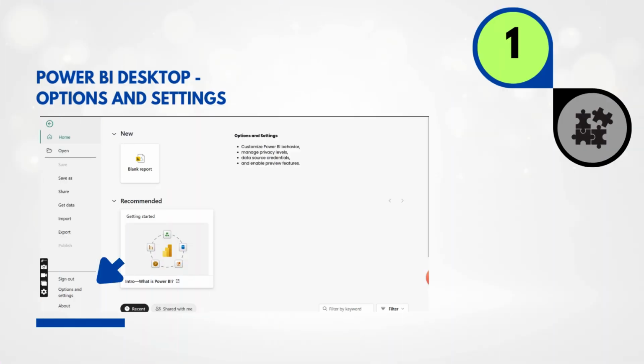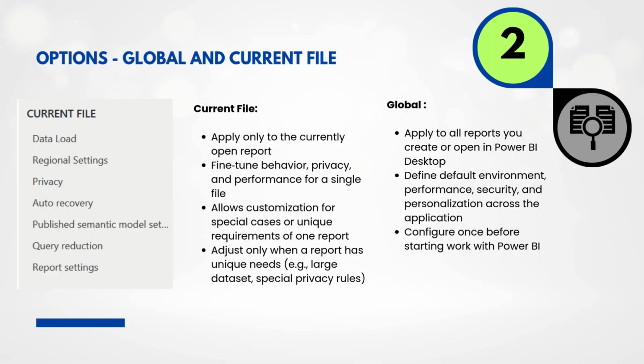Before you start building reports in Power BI Desktop, it's important to understand the options and settings. These configurations shape how your files behave, how data is loaded, and how your reports interact with users. Power BI gives us powerful flexibility, but did you know there are two very different ways to control your settings? Let's break down Current File versus global settings so you will never be confused again.